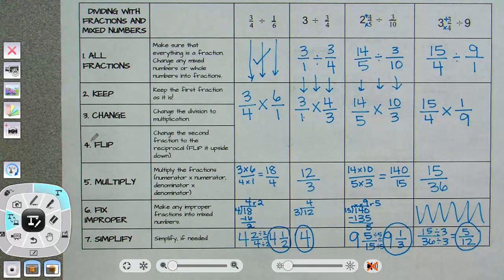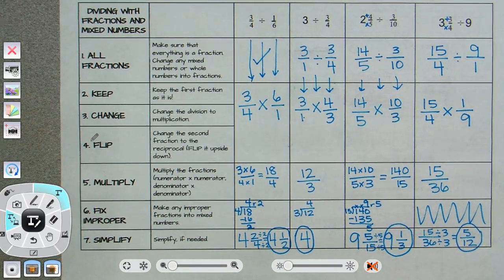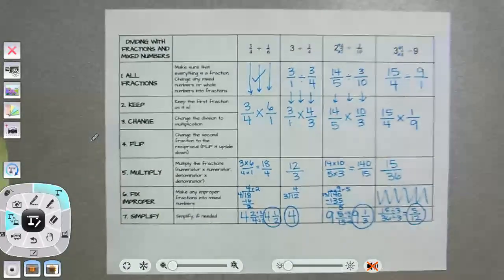So I understand that was a lot of notes. This is actually all of the notes we're going to have for our entire dividing of fractions unit. So feel free to rewind this, watch it again, especially if there was a part you'd like to see again. And then when you are ready, you're going to fold this and glue it into your notebook.